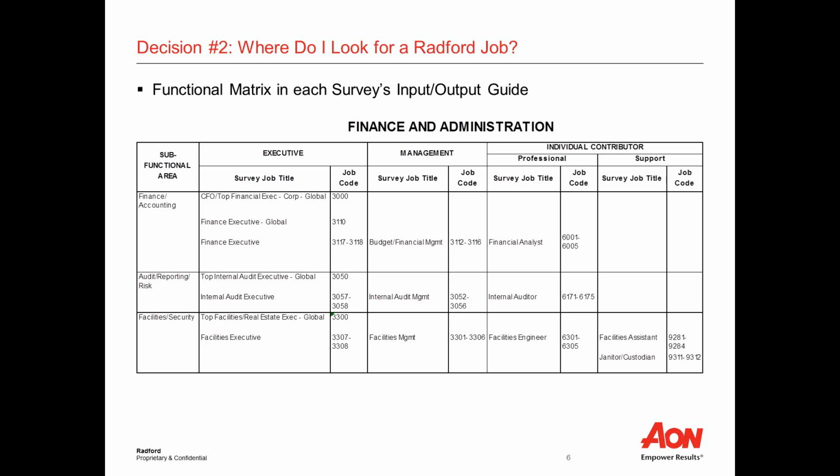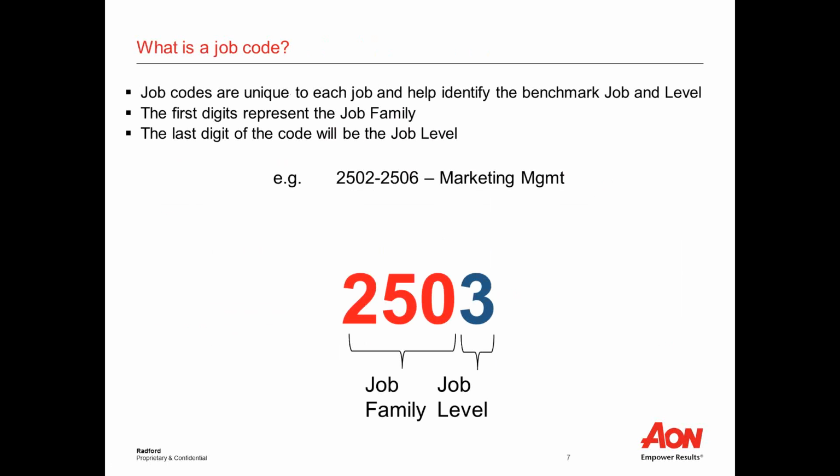And when we see the complete job code ranging from 3301 to 3306, this says to us that a facilities manager has job data information available, and the levels go from level 1 to level 6. So you're able to job match someone from a level 1 to a level 6. We're going to cover this in a little bit more detail on the next slide, and we're going to look at a breakdown of a job code. And for the purposes of today's session, we will be using a marketing manager as our main example.